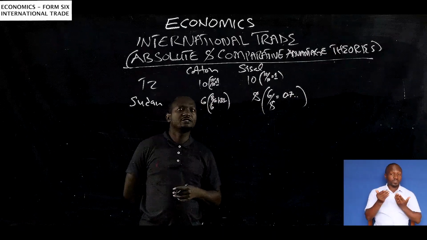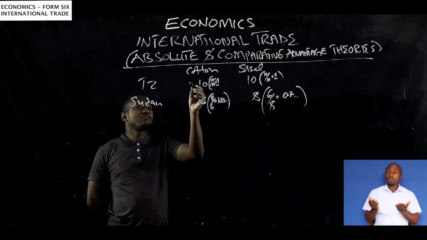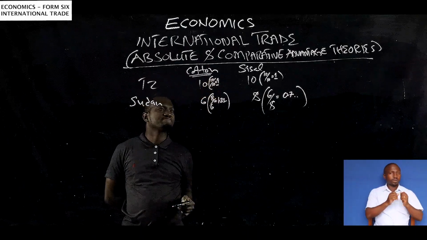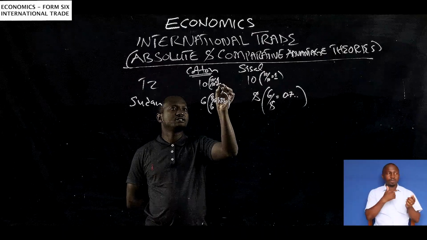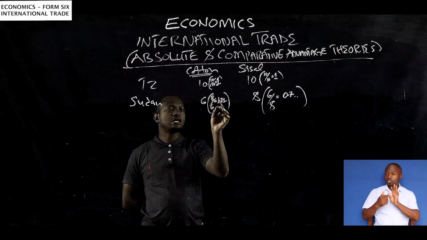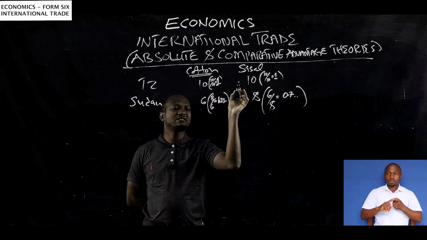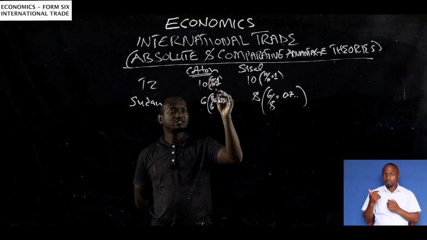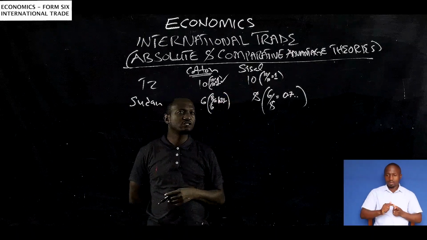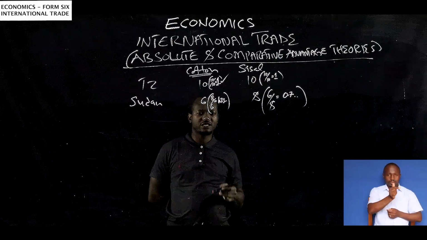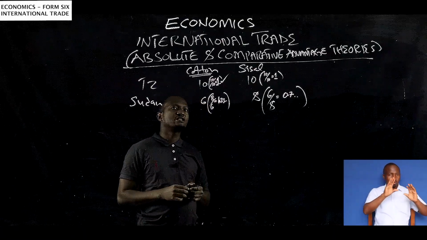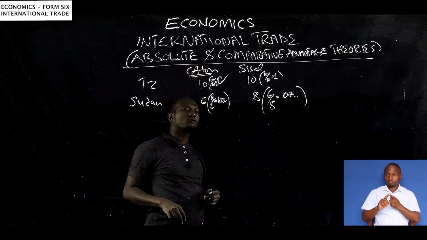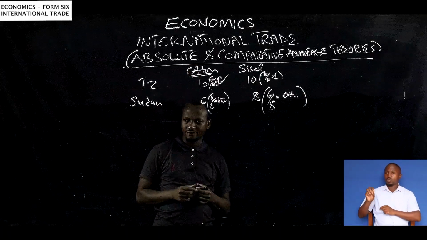So which country has comparative advantage in production of cotton? It is Tanzania, because Tanzania's opportunity cost is 1, while Sudan's is 1.33 and something. So the low opportunity cost is in Tanzania. So Tanzania is the country which has comparative advantage in the production of cotton compared to Sudan.